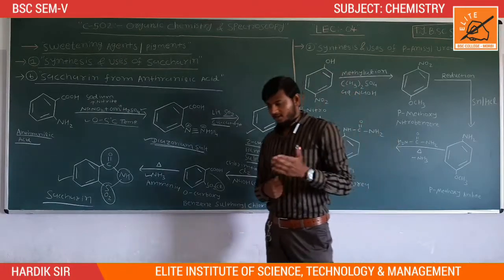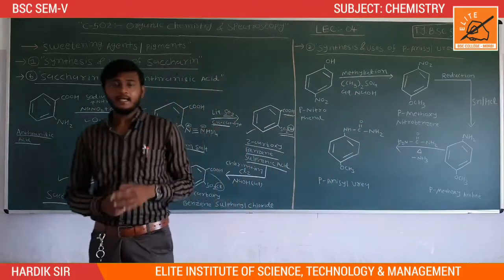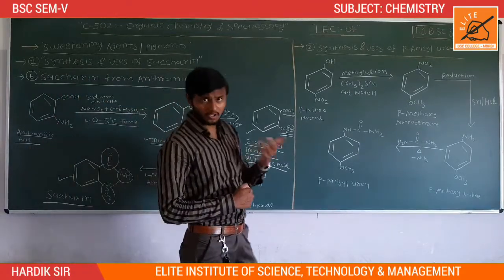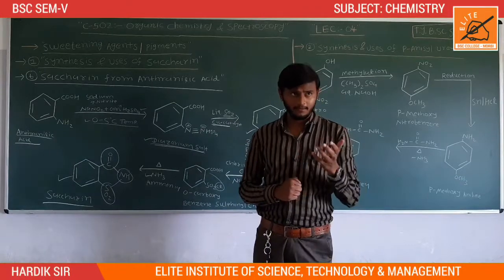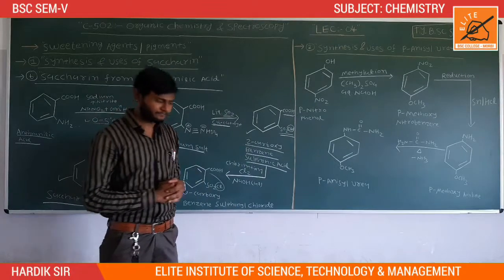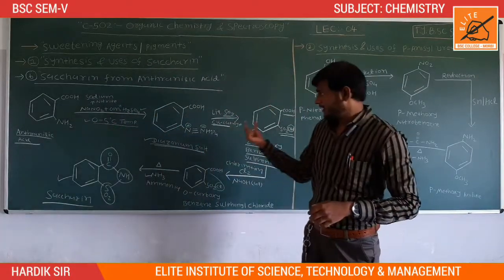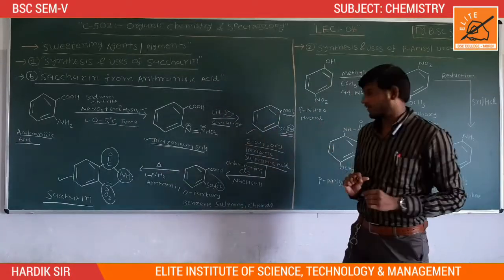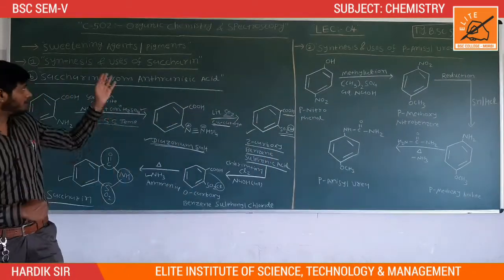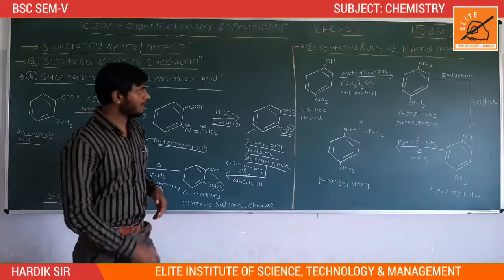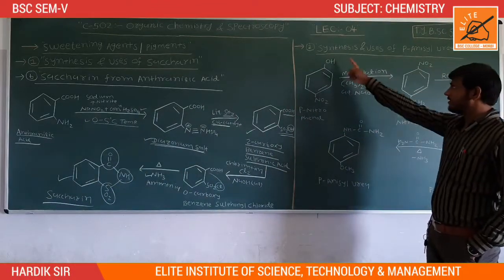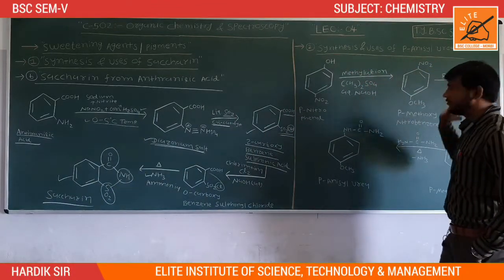Now we will learn about the uses of saccharin. Saccharin is used in place of sugar, in cold drinks and in sweets like gulab jamun and many others. So this is the synthesis and uses of saccharin. Now we will learn about our second sweetening agent, P-N-acyl urea.